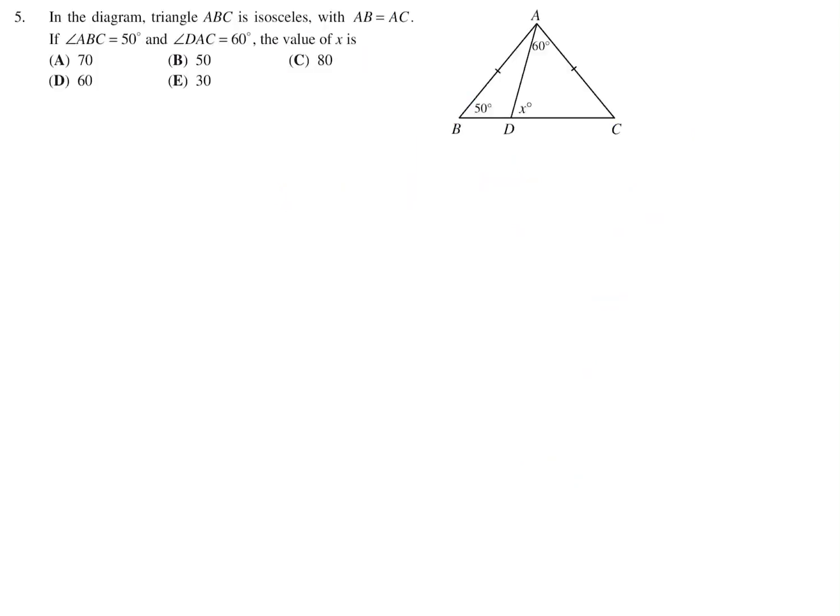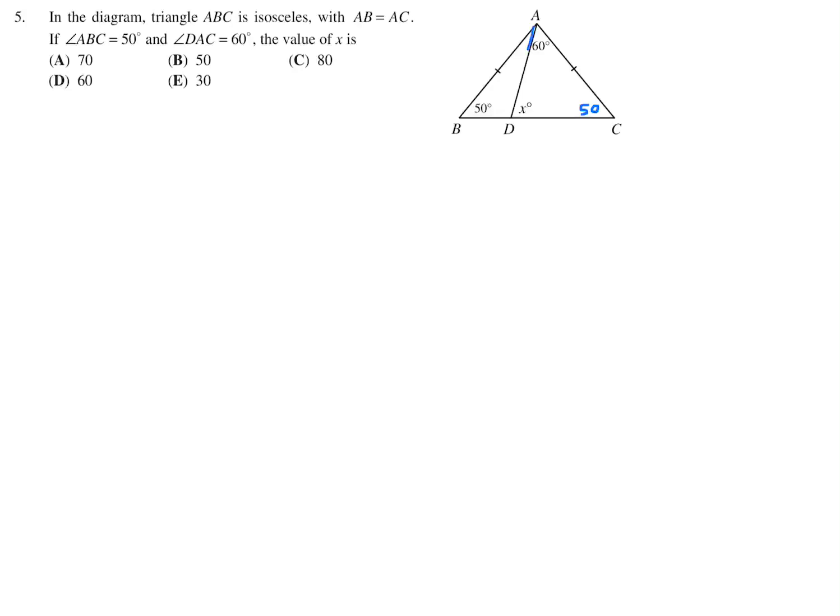In the diagram, triangle ABC is isosceles with AB equal to AC. Angle ABC is 50, angle DAC is 60, the value of x is. So these are isosceles sides, and therefore if this angle is 50, this angle is 50 right here. That's a fundamental property of isosceles triangles.